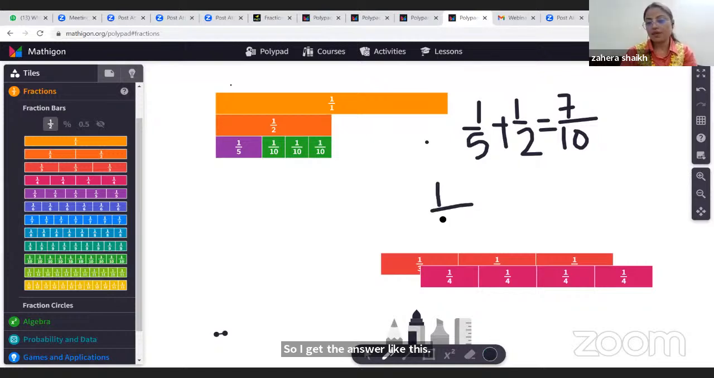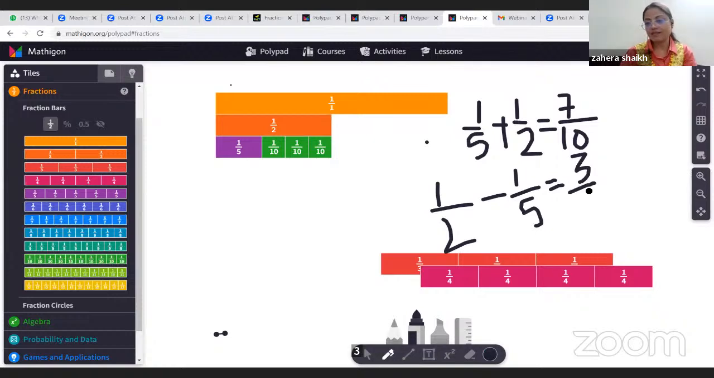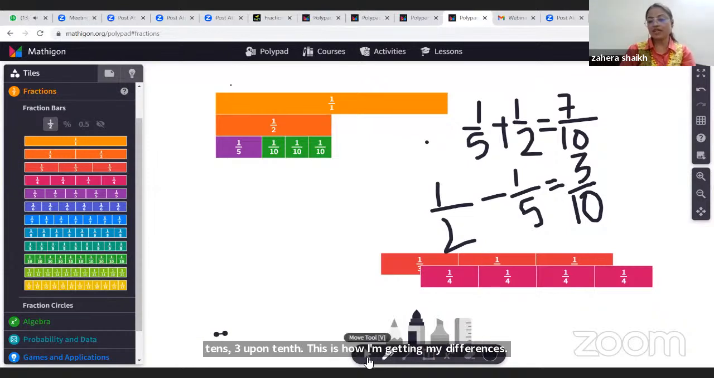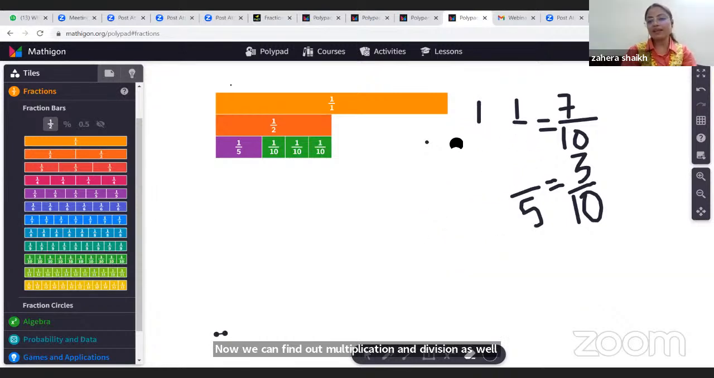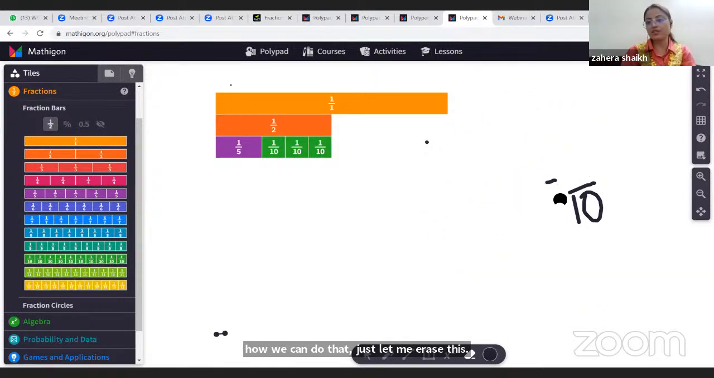Half minus 1/5 is equal to 3/10. This is how I'm getting my differences. So this is the basic operation, addition and subtraction. Now we can find out multiplication and division as well. How can we do that? Just let me erase this. Till here, is there anything that you want to ask? Any question?